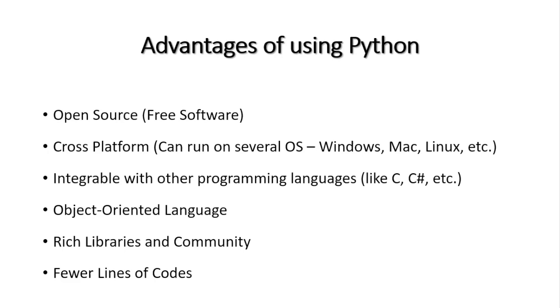It is integrable with other programming languages like C, C Sharp, etc. Now, this is a very important point. Why? Because Python, being a high-level language, is pretty slow. And you would find this enormously in the industry, that Python is very slow. Why not use C or C Sharp? Because these are fast languages. Especially, in gaming, C Sharp is widely used because of the fast reflexes.